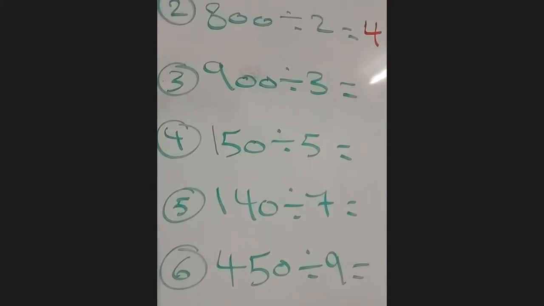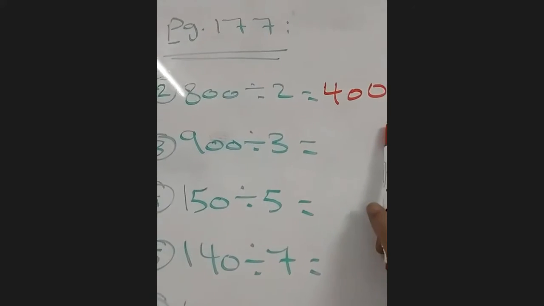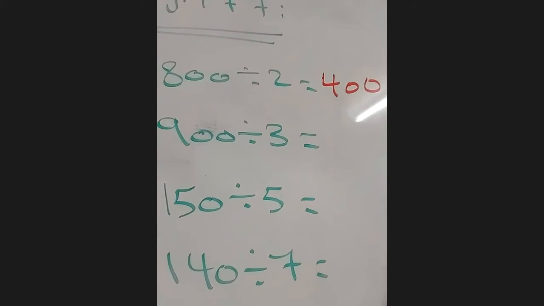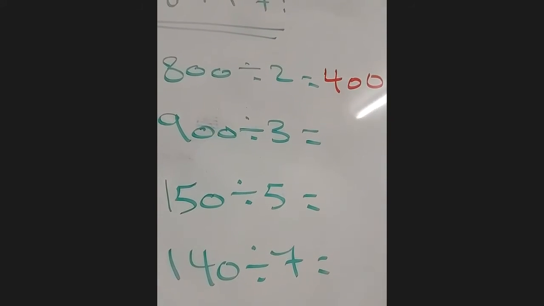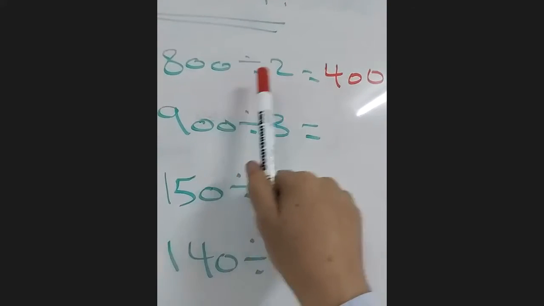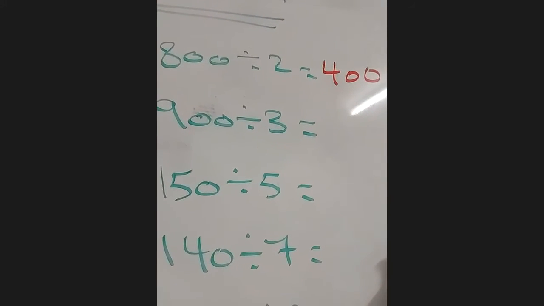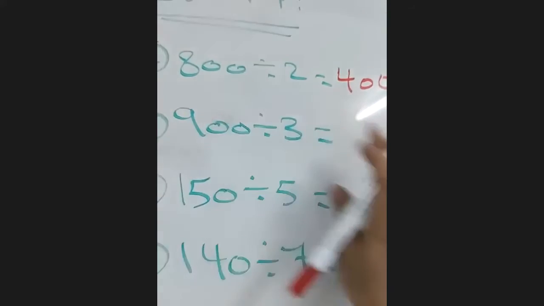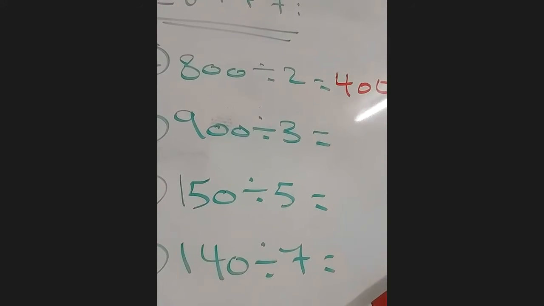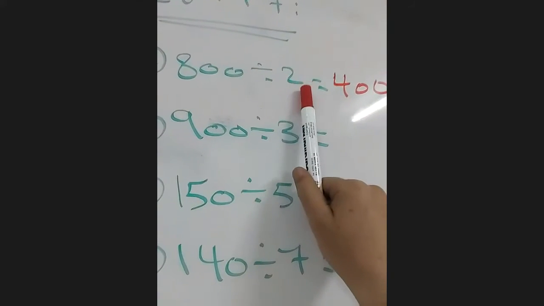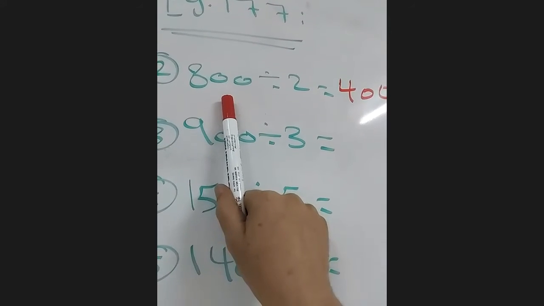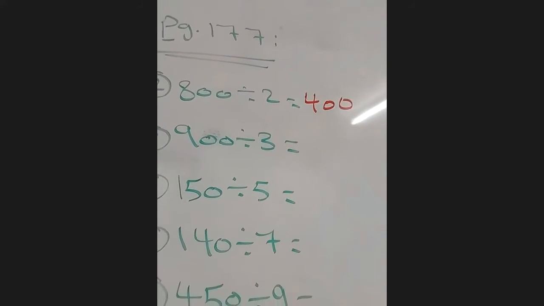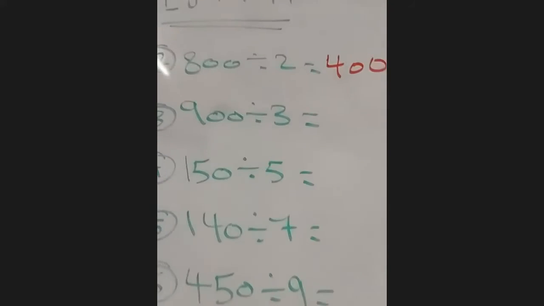Look here. How do we get this 400, mister? We divide the number by the number. 8 divided by 2, how much? 4. Now, do we have zeros to cross? No. Do we have zeros in the 2 here to cross with the zeros here? No. So we put the 2 zeros, okay? Now do this number for me.